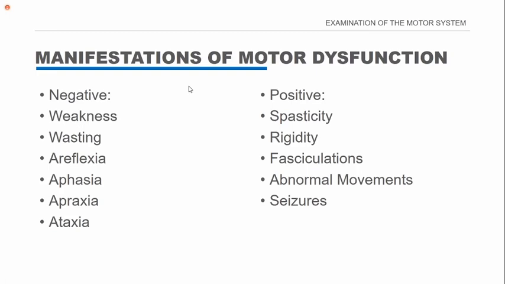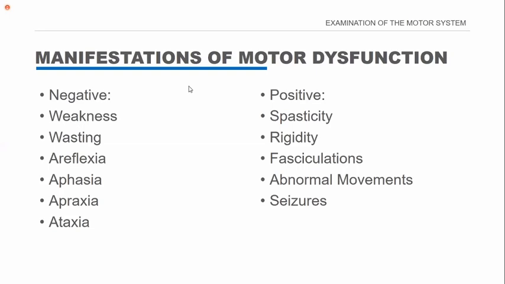So what are positive dysfunctions? They are when there is something superimposed which is normally not present. When some organ or some part of the central nervous system is diseased, these symptoms appear.